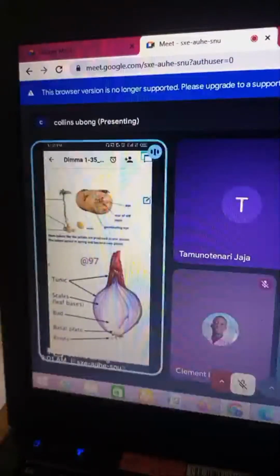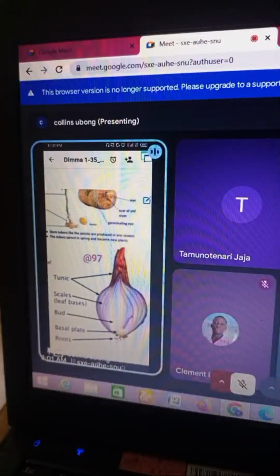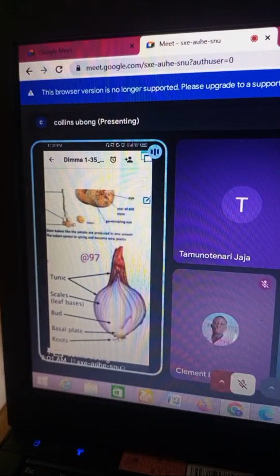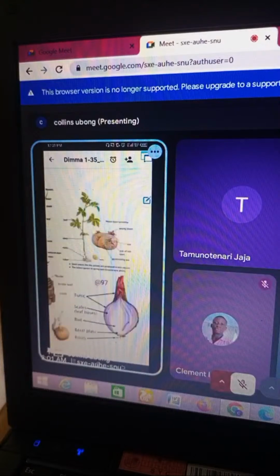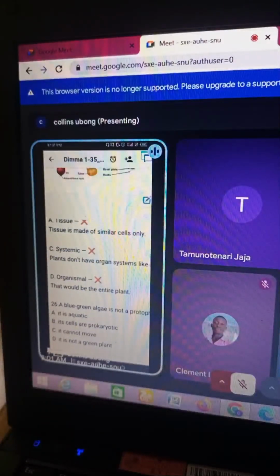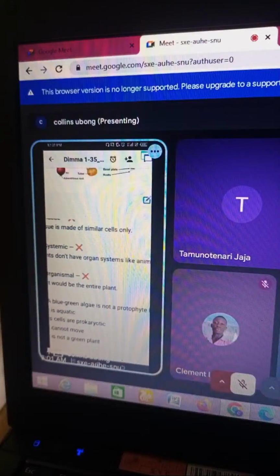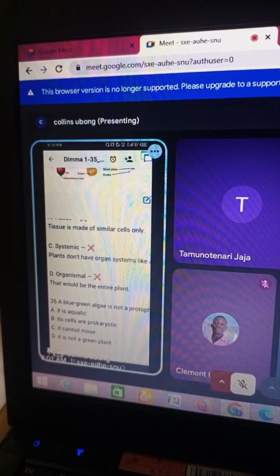This is a clear diagram. You see, it has leaf scales, it has buds, it has basal plates, it has roots. So all these things make an organ. Systemic is not correct, because plants don't have organ systems like animals. Organismal, that would be the entire plant. So that's why those ones are not correct.